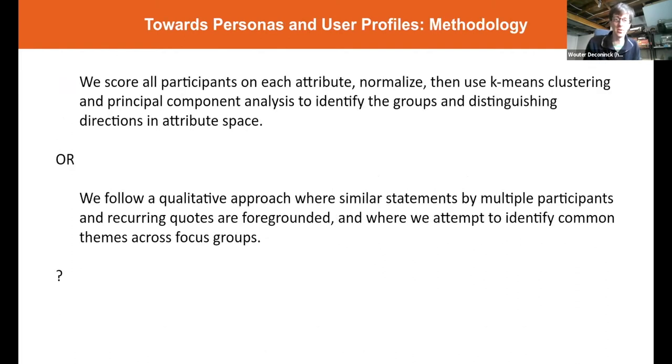So then we went through a process of scoring all participants on each attribute, normalizing using k-means clustering, principal component analysis. Now, obviously, we didn't do that. This is not the way we approached this. We used a qualitative approach where we took similar statements by multiple participants in focus groups and tried to identify common themes in those focus groups. So this is a qualitative approach because, of course, we're trying to get qualitative information out of this process. We're not trying to do a quantitative analysis here.